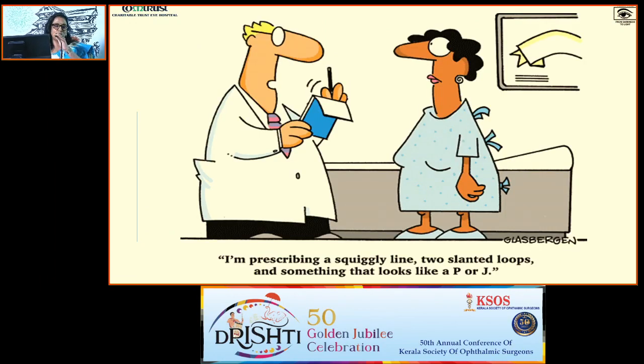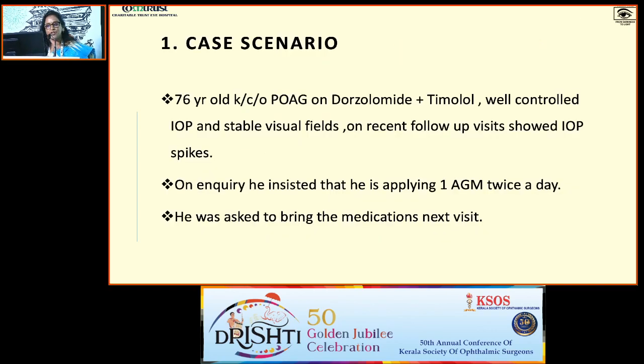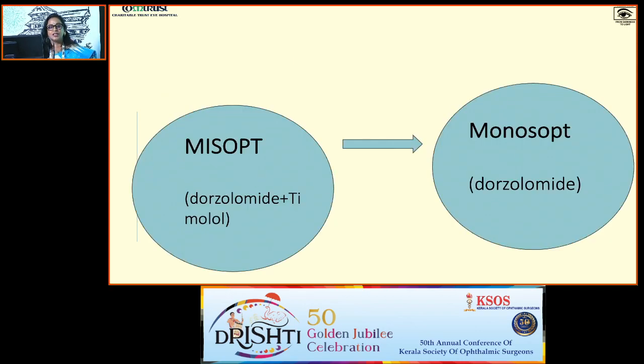So we all know we are famous for handwriting and the common mistakes we make while prescribing drops. There's a case scenario where a 76-year-old male was well controlled with medication, but on a recent visit an IOP spike was found. On inquiry, he insisted that he was applying drops and his compliance was good. But when he was asked to bring the medicine, we found we had prescribed one medicine and he was using some other medicine. Though with handwriting, we have overcome that.